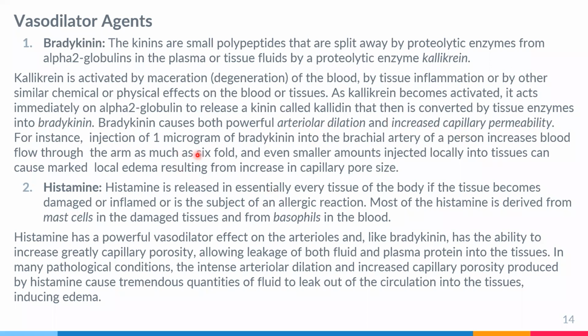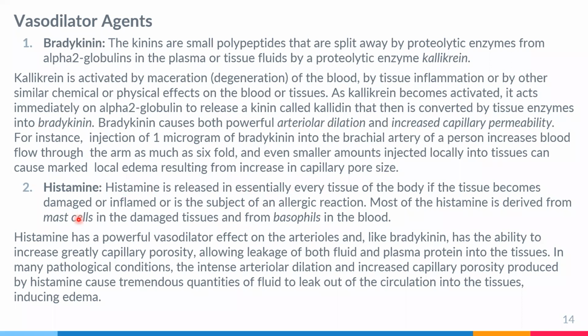Injection of around 1 microgram of bradykinin into a brachial artery of a person increases blood flow through the arm as much as 6-fold, and even smaller amounts injected locally into tissues can markedly cause a local edema, resulting from increase in capillary pore size. Edema, for just a brief knowledge of it, is the accumulation of fluid in the interstitial tissues, which can happen due to increase in capillary pore size.